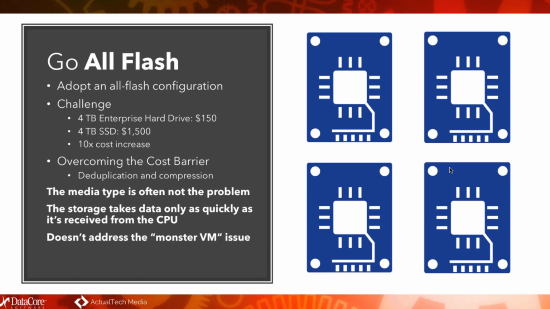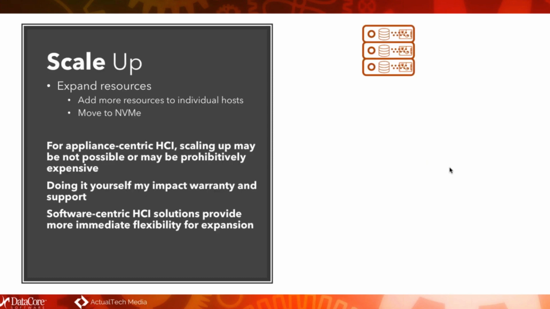And don't forget, storage takes data only as quickly as it's received from the CPU or from the host. So if you've got bottlenecks that are not on the storage device, but in some other place in the system, you have to figure out ways to clear those bottlenecks before you can actually get all the benefit you would expect to see, even if you do go all flash. So nothing would be worse than going all flash and seeing a modest performance increase because there was something else that you didn't understand in the environment. And this still doesn't necessarily address the monster VM issue. We still have to figure out ways that we can make sure we can grow those VMs in a way so we can run quite large and demanding workloads.